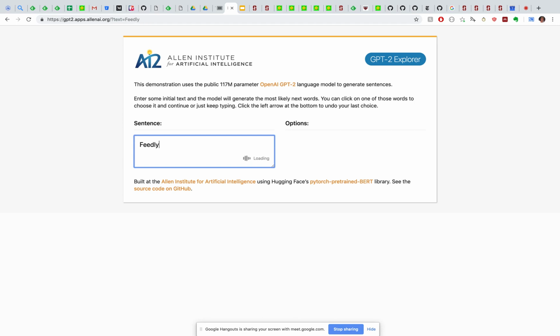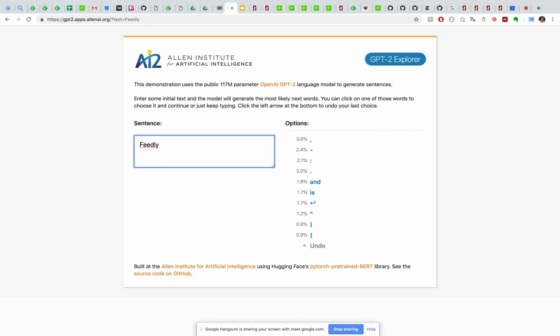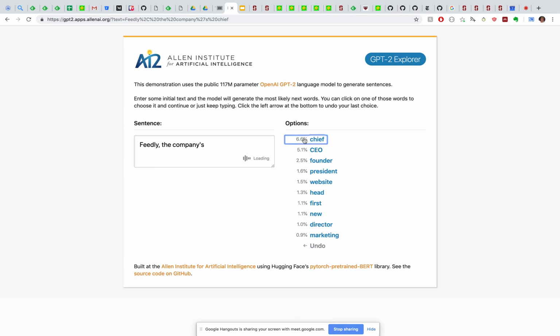For example, here I just start with Feedly, and then you can choose all the next words. It's pretty amazing, and it's really relevant. And you can build some highly likely sentences. It's also a very fun tool to play with.